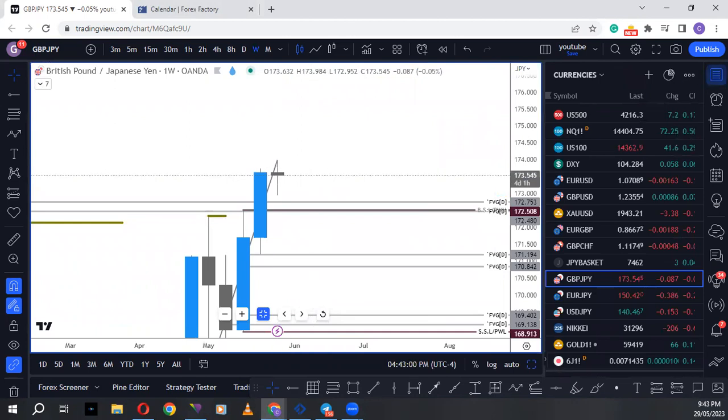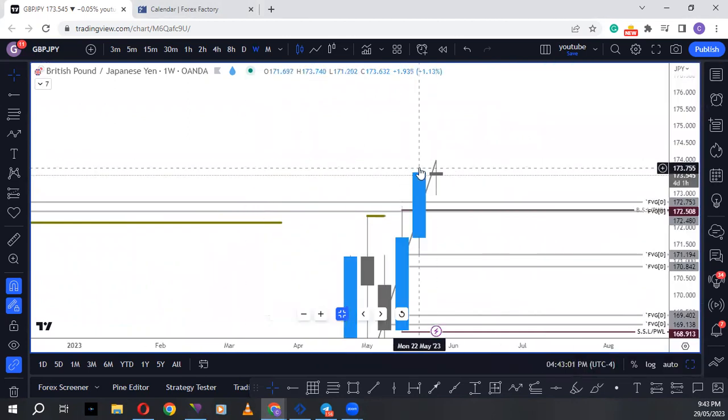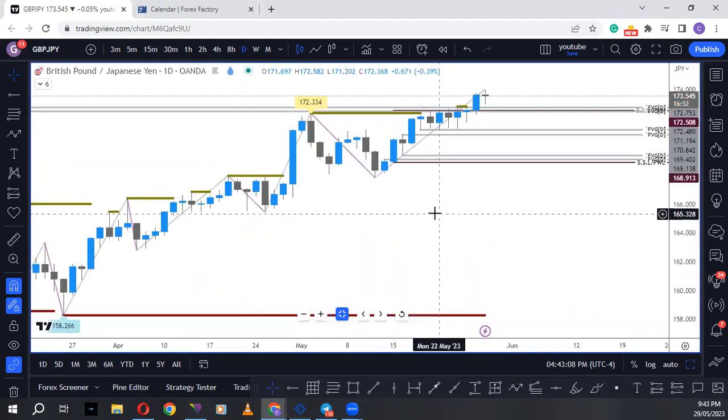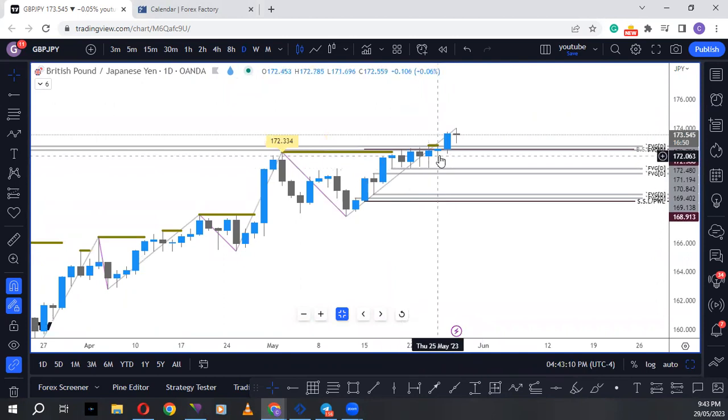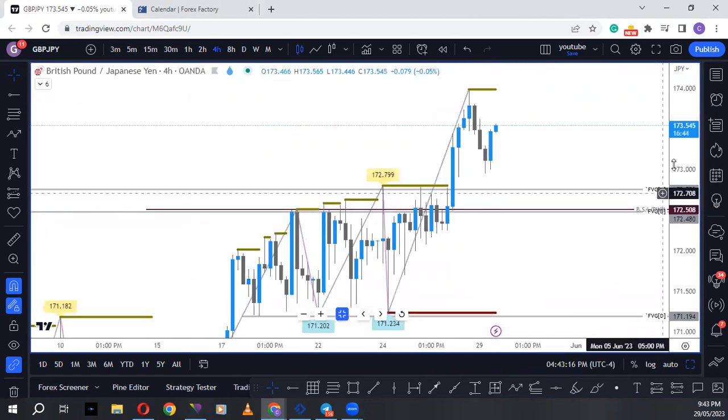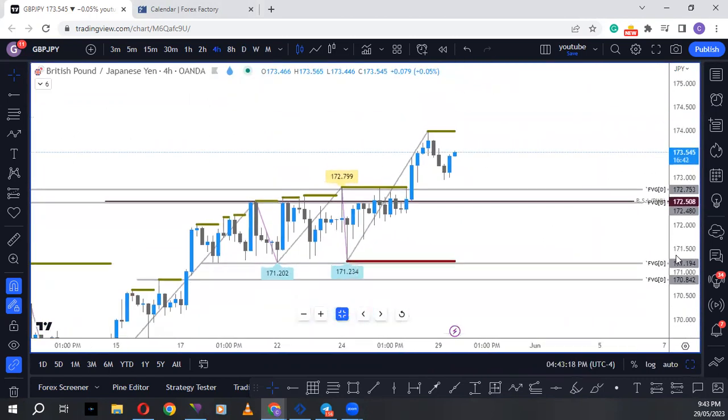It has gone above the previous week's high and closed and is back inside the range. That points to the fact that after all this big major move, we might see a little bit of a retracement into it. So if you go down to the 4-hour time frame, this will be your dealing range, 171.23 to this high at 174.